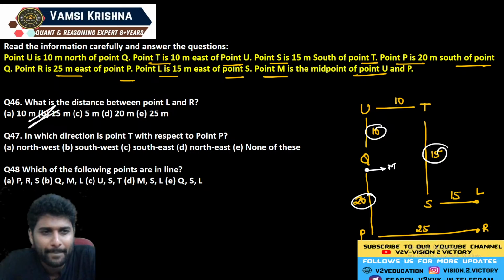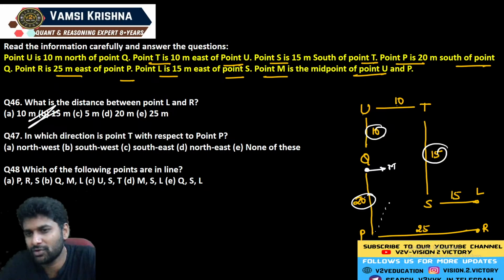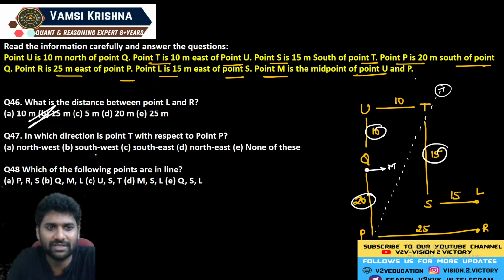Now, in which direction is T with respect to P? From P onwards, you have to represent towards T. Here the line is moving between north and east. It's a northeast.